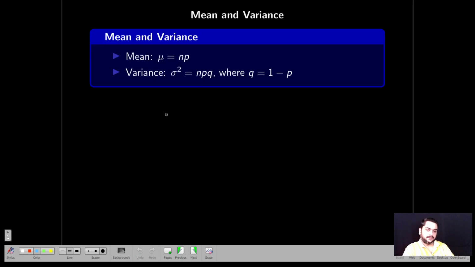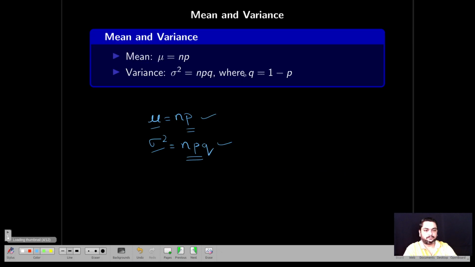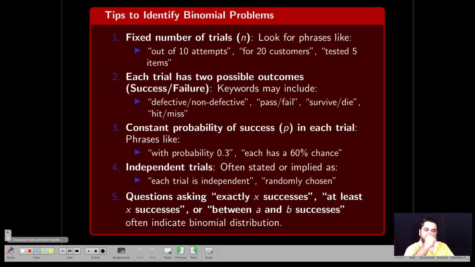So mean is given as mu equal to number of trials into the success probability. Variance is given as n into success probability into failure probability. I'm not going to derive this using the definition of mu and sigma square. You can easily derive it, given this is the probability mass function f of x.